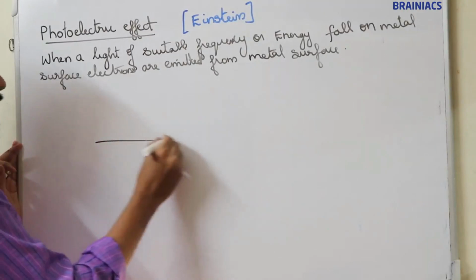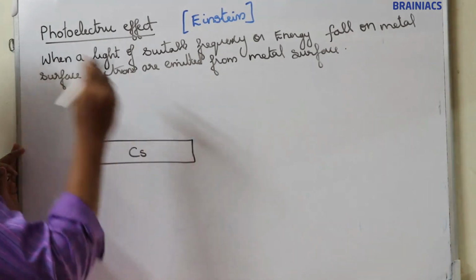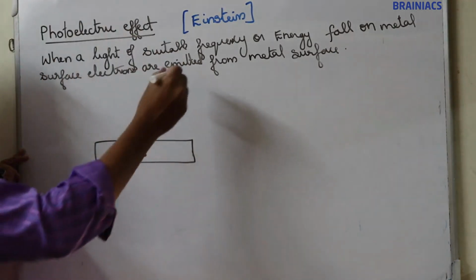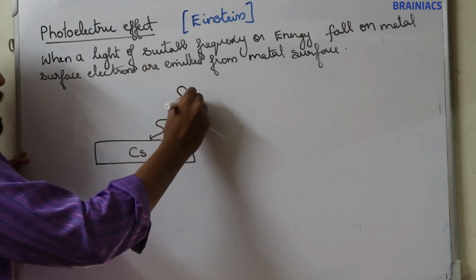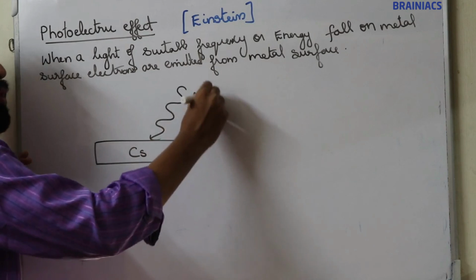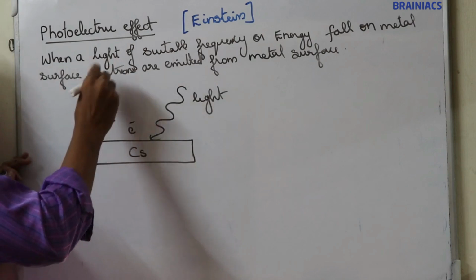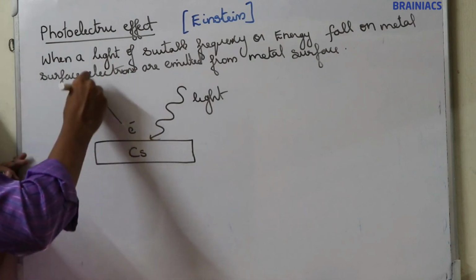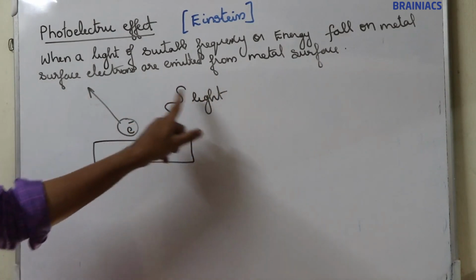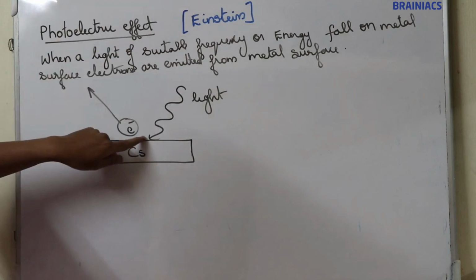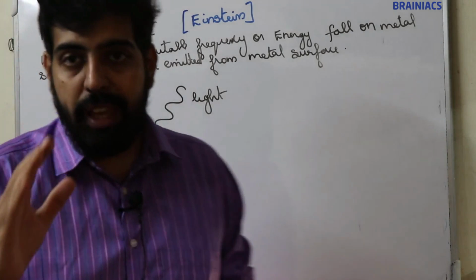Photoelectric effect means when light of suitable frequency or energy strikes on a metal surface, electrons are ejected from the metal surface. This phenomenon is known as photoelectric effect. When light of suitable frequency or energy strikes on metal surface, electrons are ejected from metal surface. This phenomenon is known as photoelectric effect. Okay, I think it's clear.